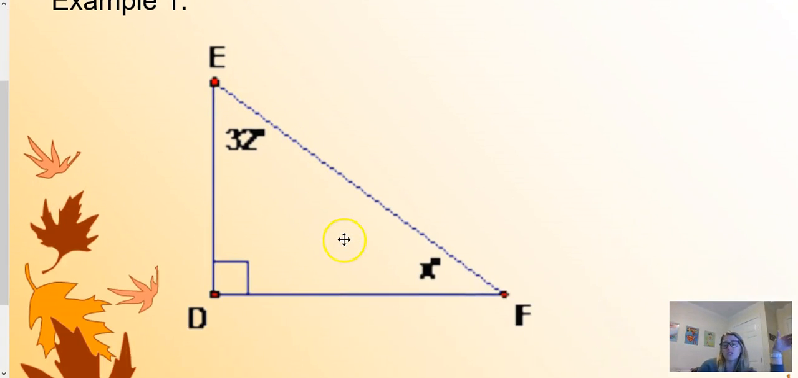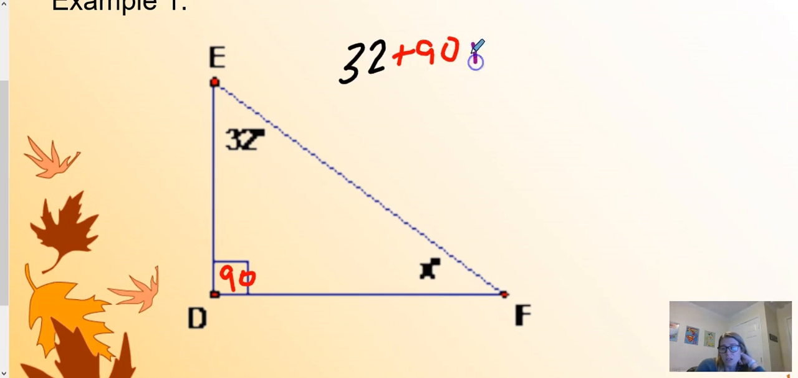So if we're looking at this triangle given the interior angles that we have, we know that this box in the corner is 90 degrees, and we know that one of the angles is 32. We're just missing angle F. So we're going to say 32 degrees plus 90 degrees plus our missing angle, which I'm going to call X, is equal to 180 degrees.